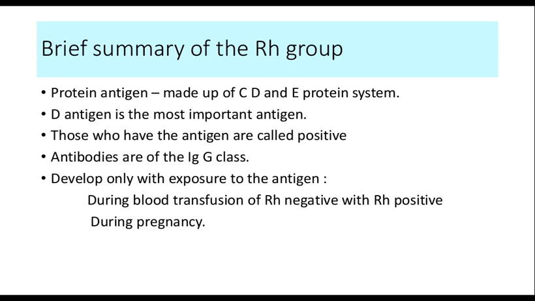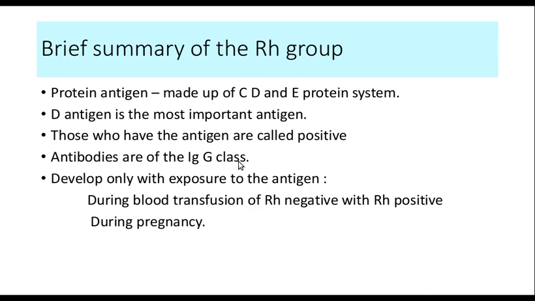Now let's understand the Rh blood group system. The Rh blood group system is made up of protein antigens which consist of three groups of protein, the C, D and E, of which the D is the most important antigen. Those who express the D antigen are called Rh positive and those who do not express the D antigen are called Rh negative. Antibodies that are developed in the Rh group system are usually of the IgG class.